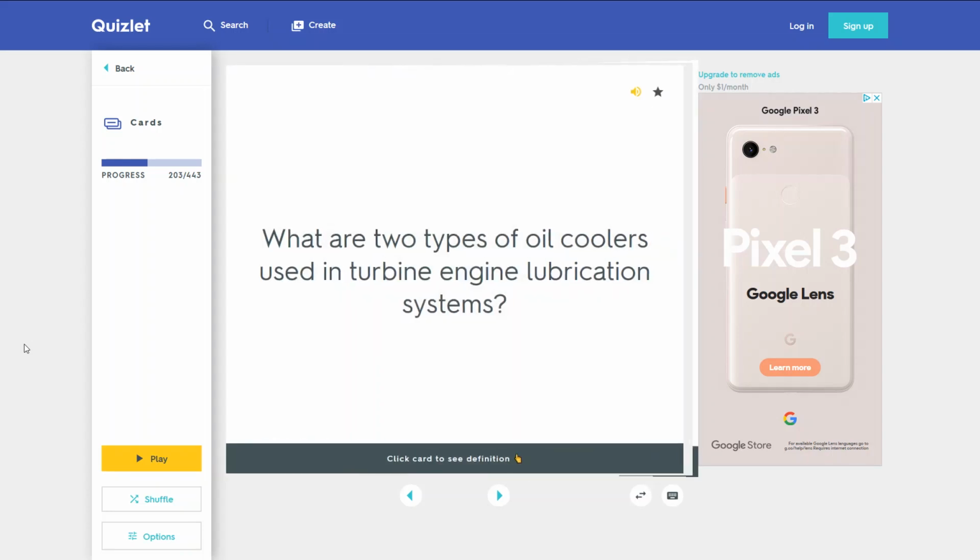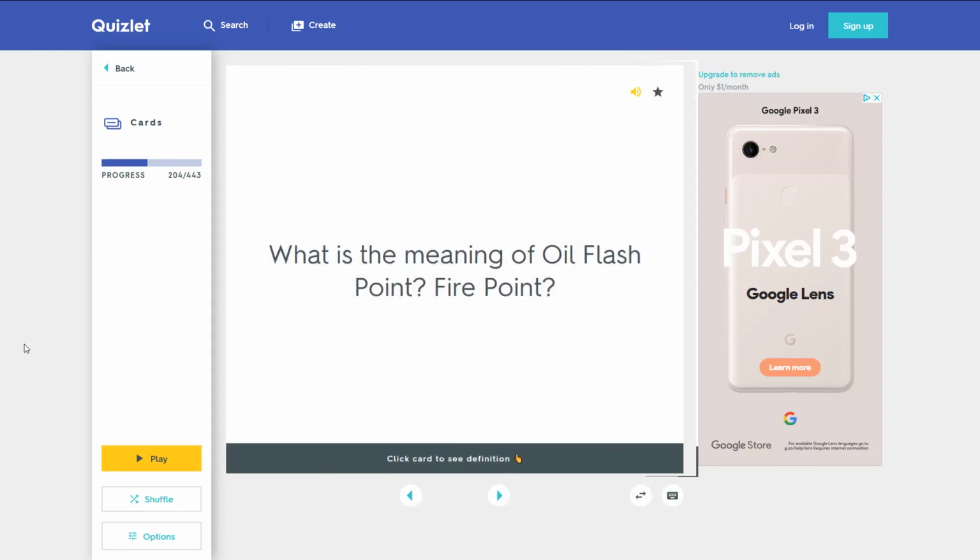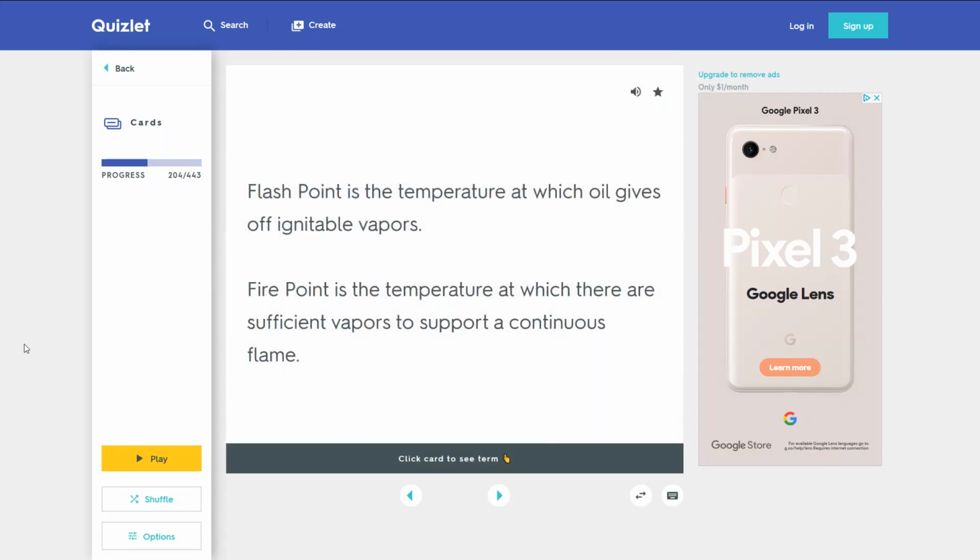What are two types of oil coolers used in turbine engine lubrication systems? 1. Air-cooled oil cooler. 2. Fuel-cooled oil cooler. What is the meaning of oil flash point, fire point? Flash point is the temperature at which oil gives off ignitable vapors. Fire point is the temperature at which there are sufficient vapors to support a continuous flame.